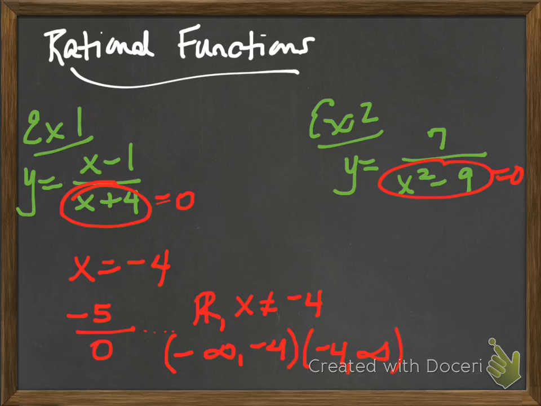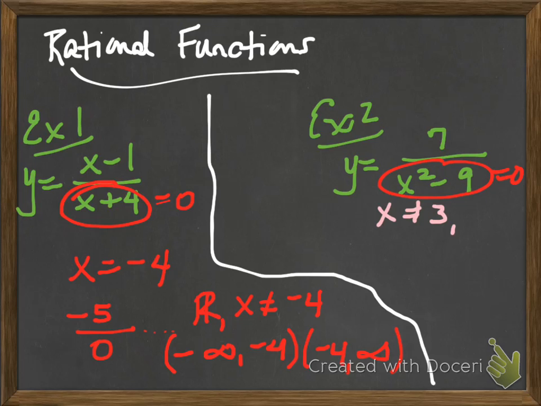Now, let's take a look at this second example. In this case, when we set x squared minus 9 equal to 0, we actually find that there's two values of x that you can't have. One is x can't be 3, and the other one is it can't be -3. So your domain here would really be all reals except those numbers. How do I write that as an interval?